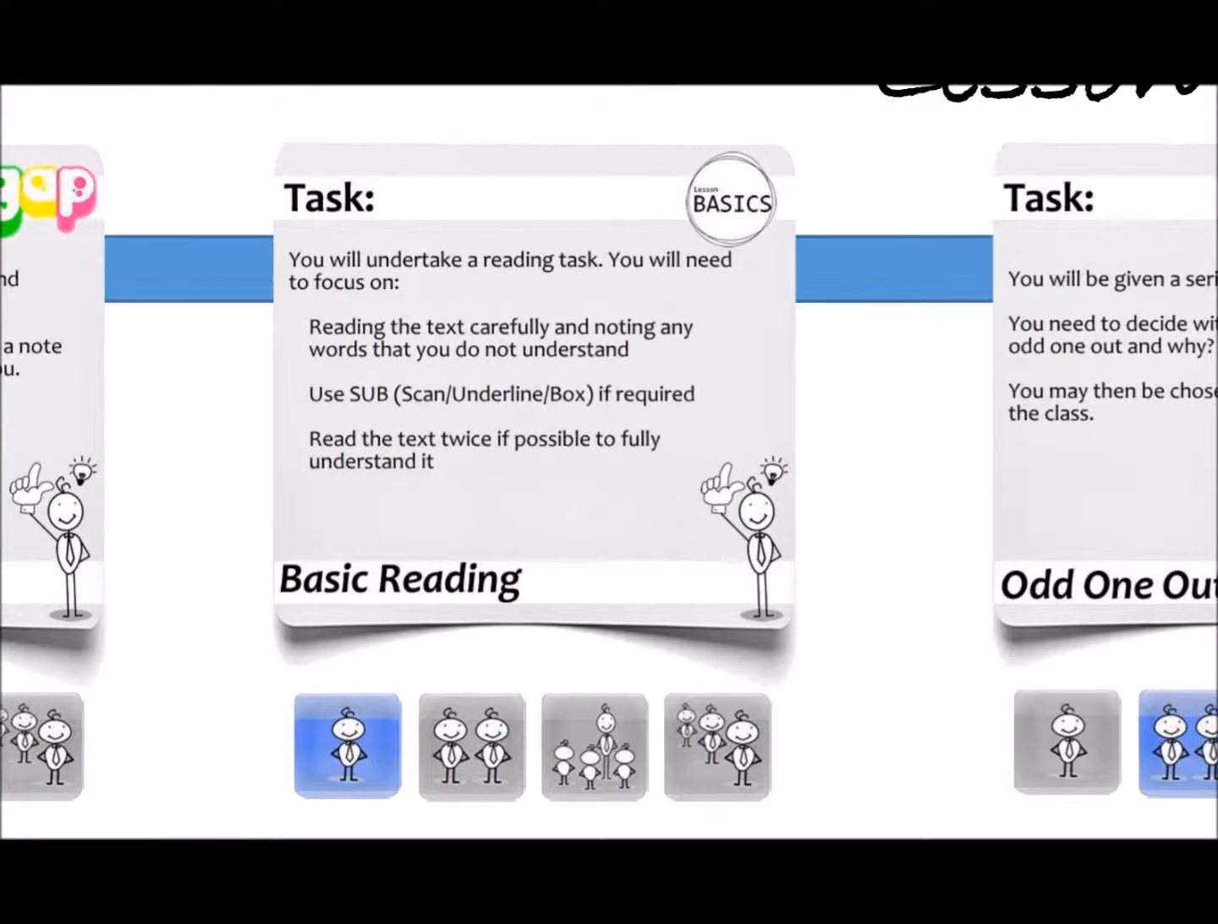Once that's completed, we then move on to Lesson Basics, which is a reading activity. Rather than just getting the students to read, to ensure that they really engage with that text, what you should do is ask them to apply SUB if possible. So a photocopy of the text is pretty useful at this point. They scan through the text or read it, underline the key points, and then box the key words. And as it states on there, if you've got time, allow them to read it twice as well so they really understand what it's telling them.